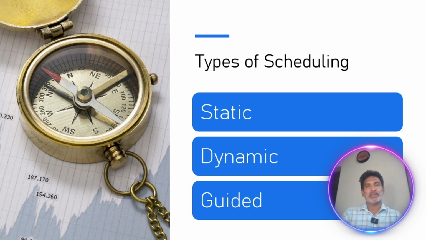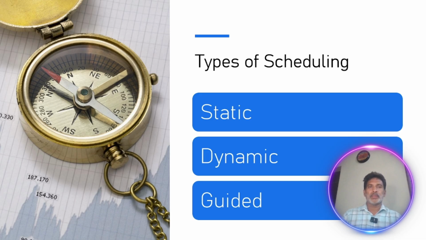And the advantages, mainly the better load balancing, suitable for uneven workloads, and it has slightly higher overhead due to the runtime management. So the next one is guided scheduling. This is similar to dynamic, but the chunk size decreases over time. So it balances the load efficiently and reduces the overhead compared to dynamic.